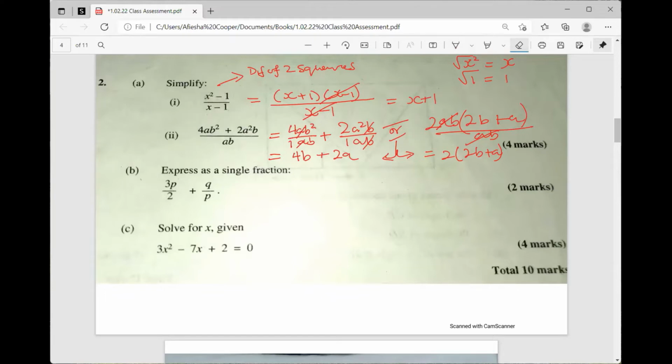All right, so we express as a single fraction this lovely stuff here, 3p over 2 plus q over p. So we know, again, I cannot just add them because they are two different denominators. So it's not like this where I could just say, oh, ab and ab, so I add it up. So now I know I have to find my LCM, so that's 2 by p. And then I say, well, 3p into 2p, so I can say 3p.